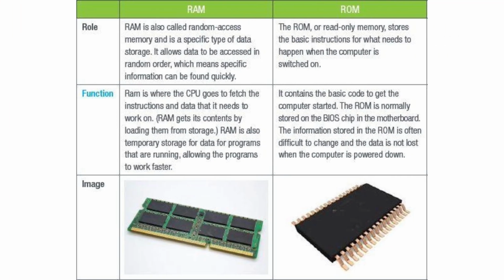Now, here is an important point. RAM is volatile memory, which means that when the power is turned off, all the data stored in RAM is lost. That is why unsaved work disappears when your system shuts down.